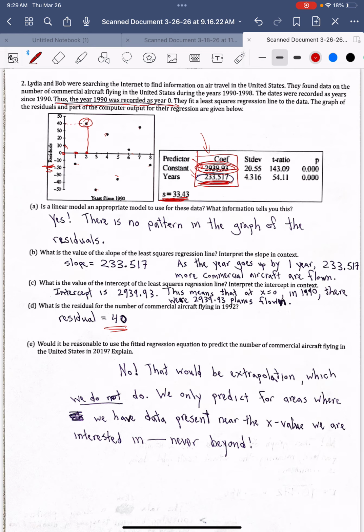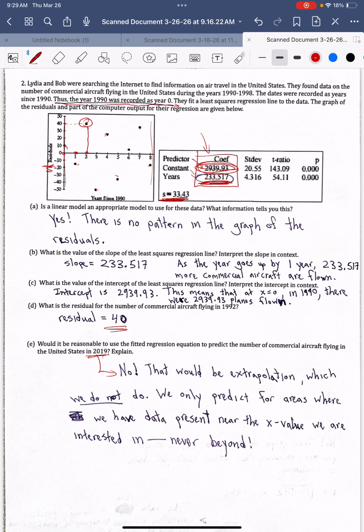And then E, would it be reasonable to use the fitted regression equation to predict the number of commercial flights in 2019? You should have said no, because that's extrapolation. We only have data between 1990 and 1998. Anything beyond or before that is beyond what we've actually gathered data for. So we cannot extrapolate. We have to only predict.